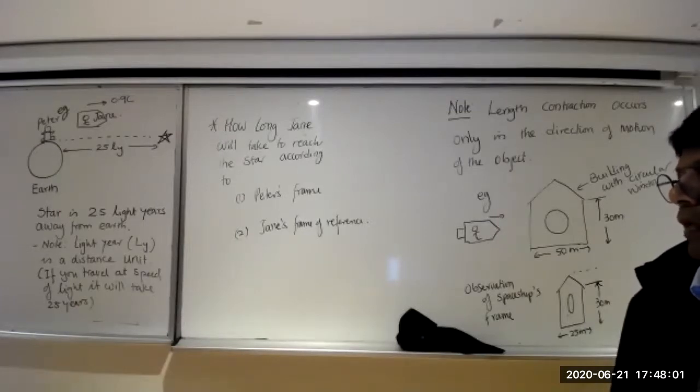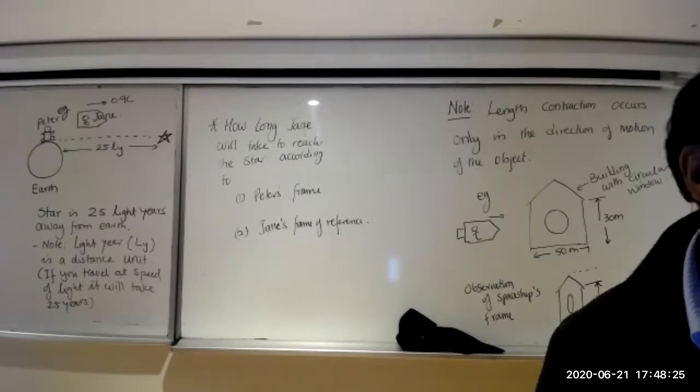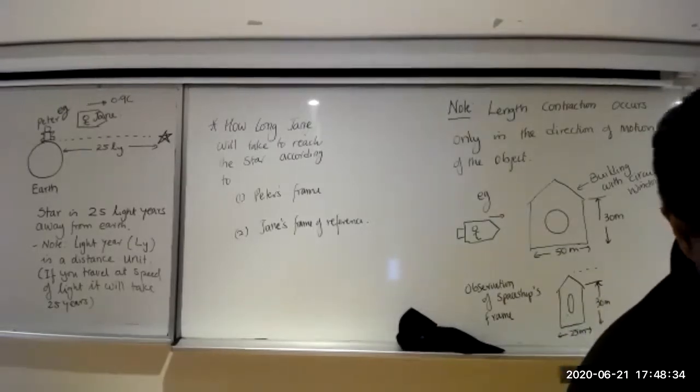How long will it take to reach the star according to Peter's frame of reference? It should be longer, yeah? Longer than 25 years, because if you're traveling at speed of light, it takes 25 years. Now you are traveling slower, would it be 27.8 years? Yeah, because you're traveling slower than the speed of light. So 25 divided by 0.9. Is that clear, Vidura? Yeah. 27.77, yeah.